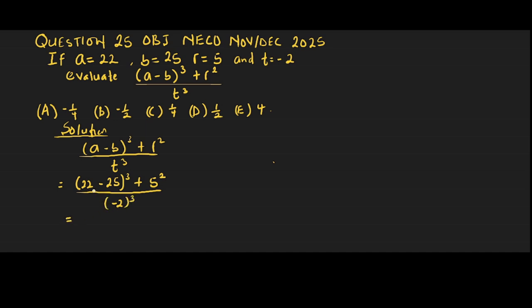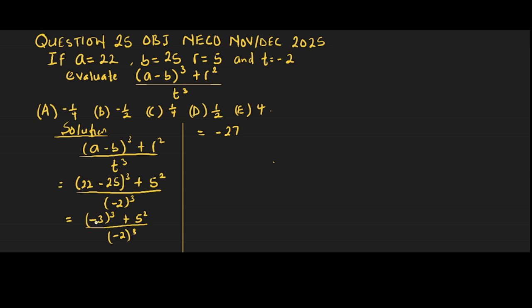Here we are going to have 22 minus 25. That's going to give us (-3) all raised to power 3 plus 5 squared all over (-2) raised to power 3. Here we have -3 raised to power 3 will give us -27, because 3 raised to power 3 will give us 27.